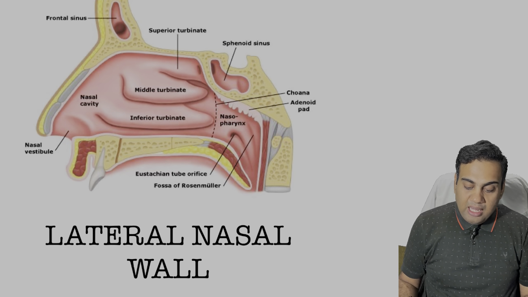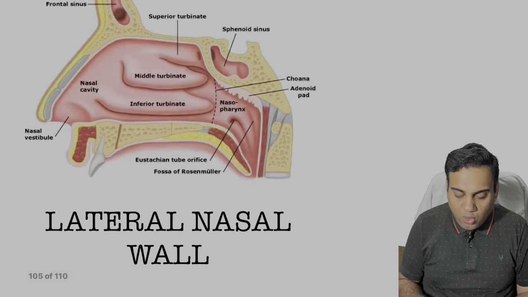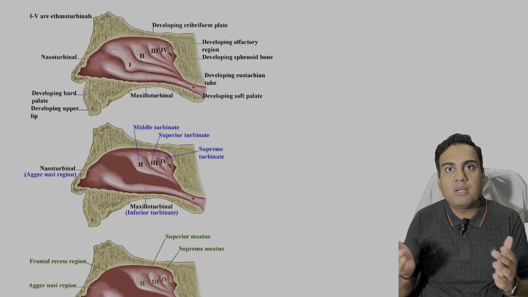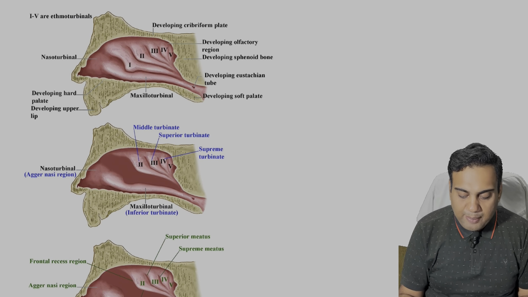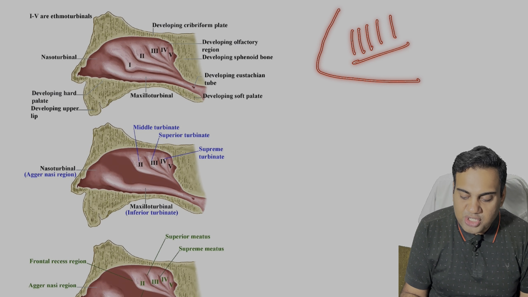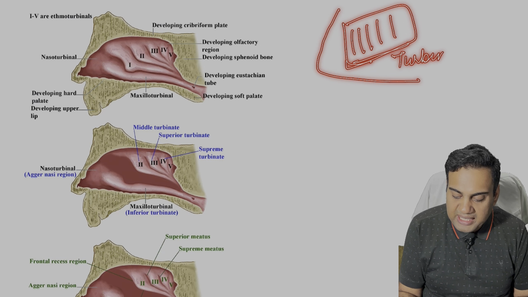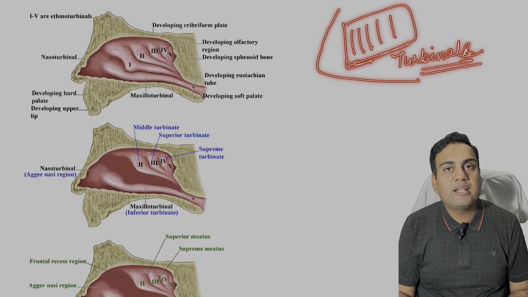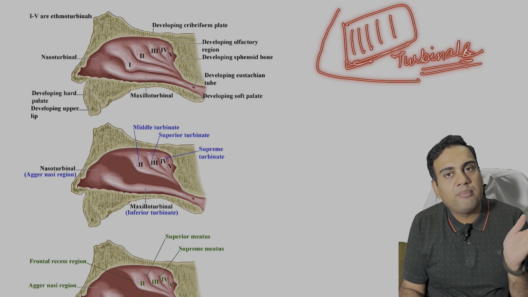All right. Now let us understand how these turbinates develop and why the superior turbinate is behind the middle turbinate. In intrauterine life, the lateral wall of the nose, the ethmoid bone, comes out with 5 projections. These projections are called turbinals. They are projections from the ethmoid bone medially.